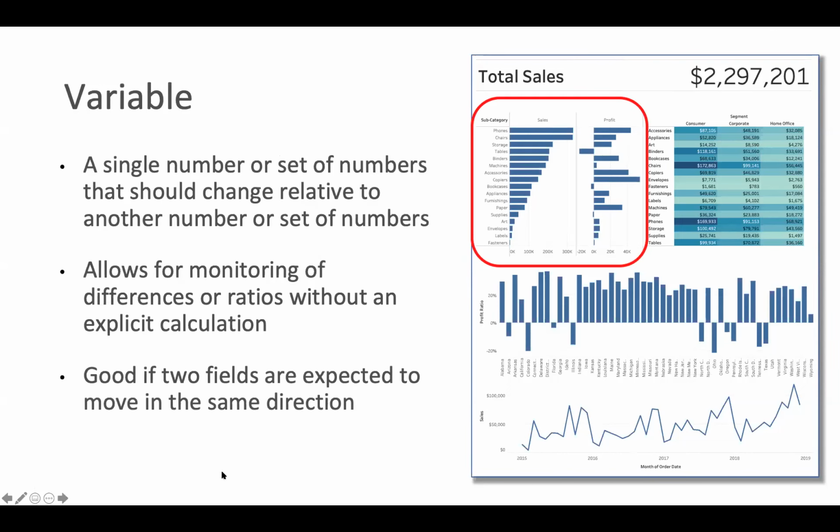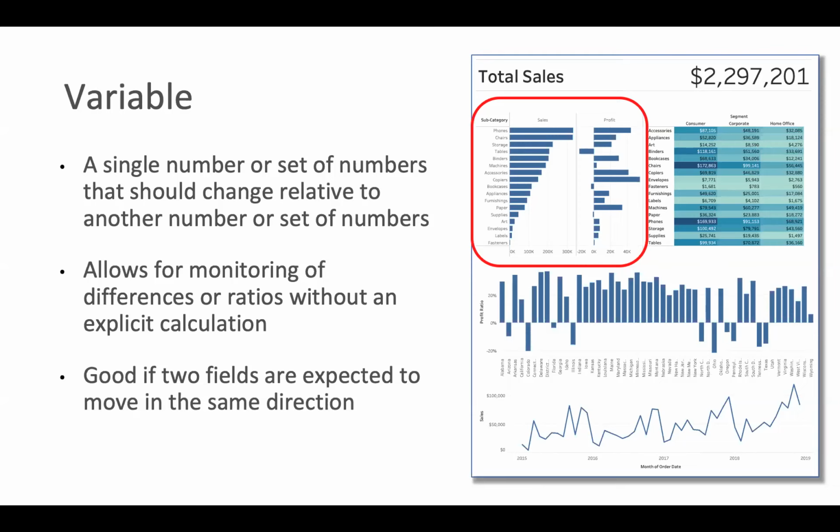So the next one is variable. This is a situation where you might have two measures, say in a Tableau dashboard, that you're expecting would move together, meaning they'd move in the same direction together. What I highlighted in this chart or in the dashboard is the set of bar charts in the upper left. One is representing sales and the other one is representing profit. And these are sum of sales and sum of profit for different product subcategories. What we would expect is that the higher the sales we have, the more profit we would have.